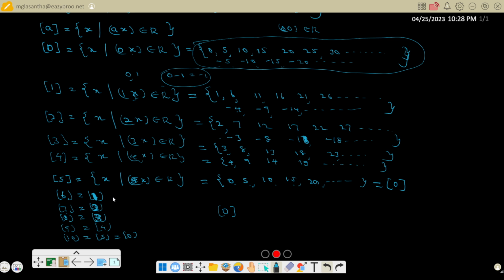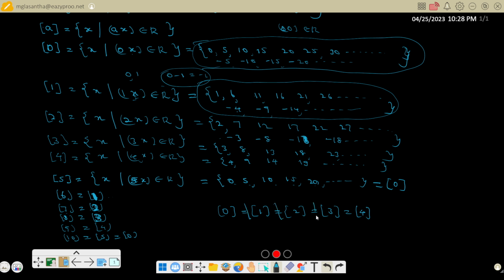Now, likewise, if you calculate 6, you will get this set. Therefore, we have only 5 partitions, not more than 5 partitions. All these are infinite sets. These are not equal to each other. There are 5 partitions, all unequal.